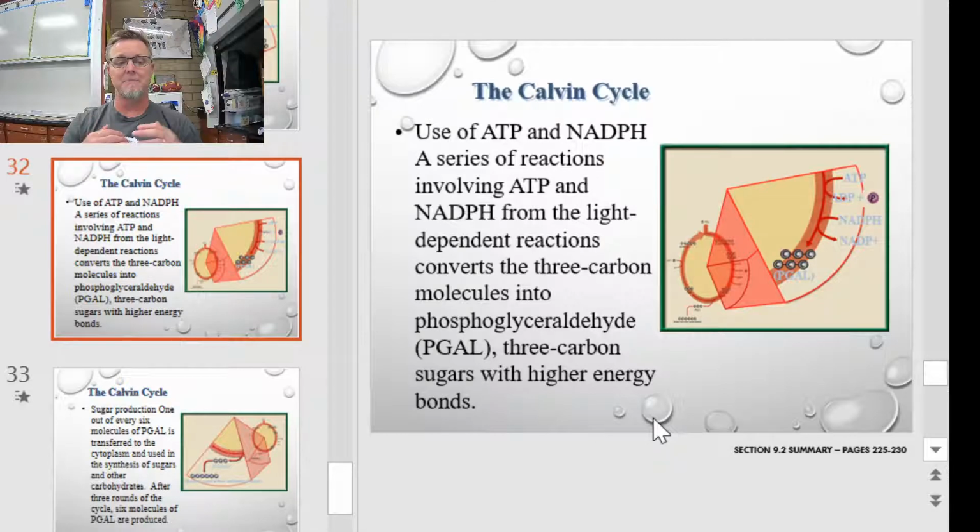ATP and NADPH power a series of reactions that are going to convert the 3-carbon molecules into phosphoglyceraldehyde, or PGAL. PGAL is a 3-carbon sugar that actually does have a pretty decent amount of energy associated with it, but that's not the ultimate end product of this reaction series. We're going to keep this reaction series going for several rotations before that PGAL is released to form glucose.